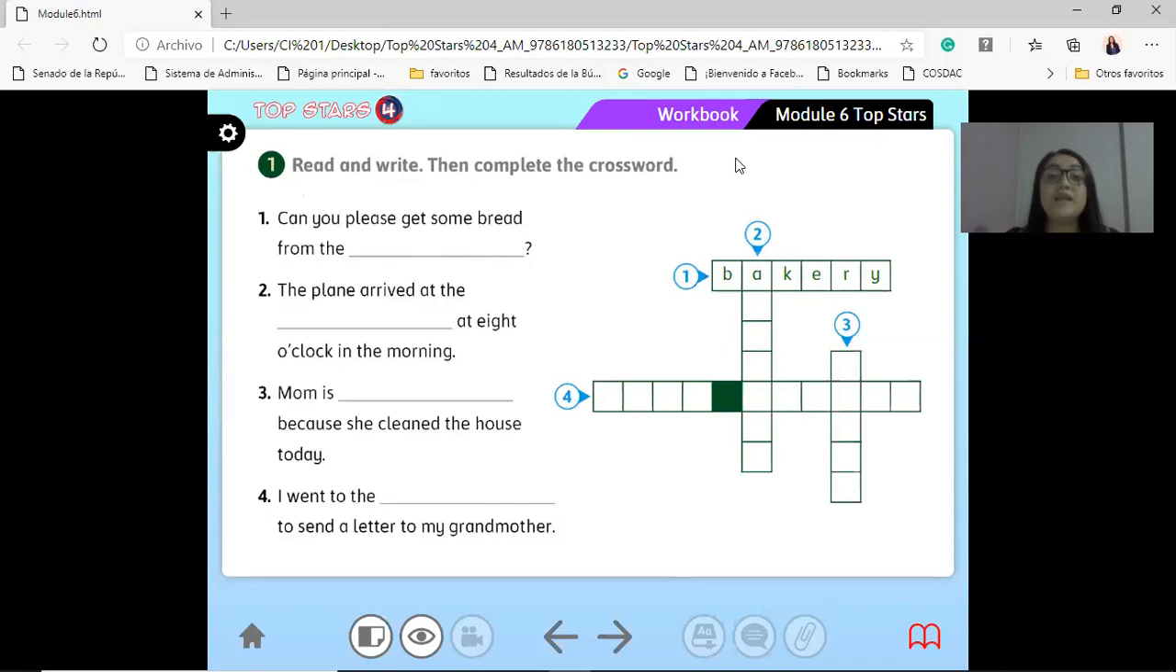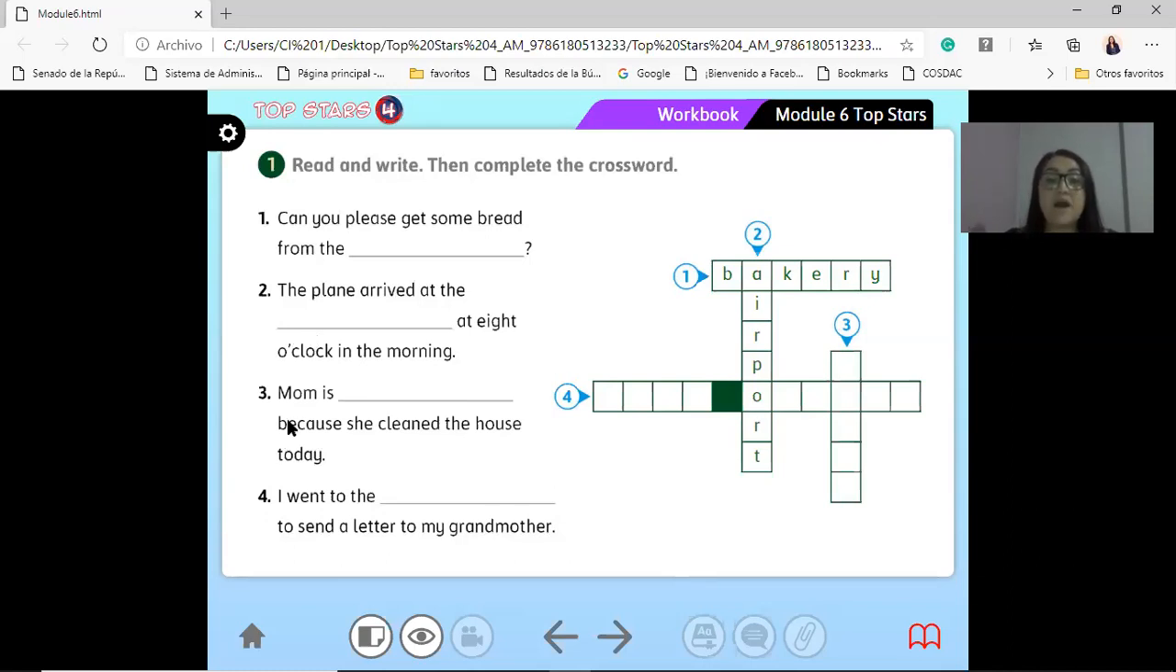Number 2, the plane arrived at the... and then we have in number 2, el avión llegó al... at the airport at 8 o'clock in the morning. The plane arrived at the airport at 8 o'clock in the morning. Copy your answers twice, in the crosswords and also in the line.